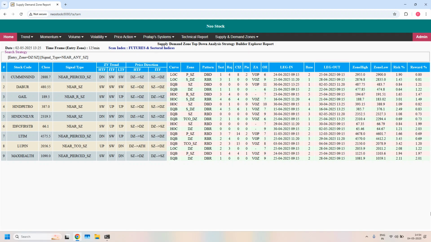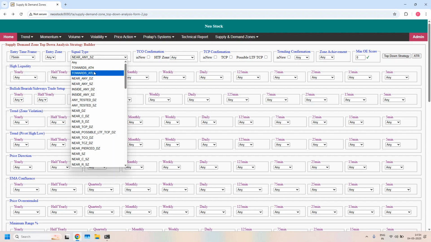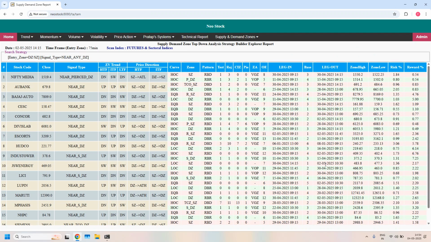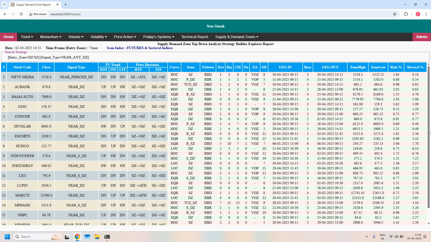Okay, next time frame is 75 minutes. Entry time frame 75 minutes. Let us find the stocks near to the 75 minutes demand zone. So first 15 stocks in the list. Scrolling the list down. So total 17 stocks are filtered. Let us identify high liquidity zones from this list.